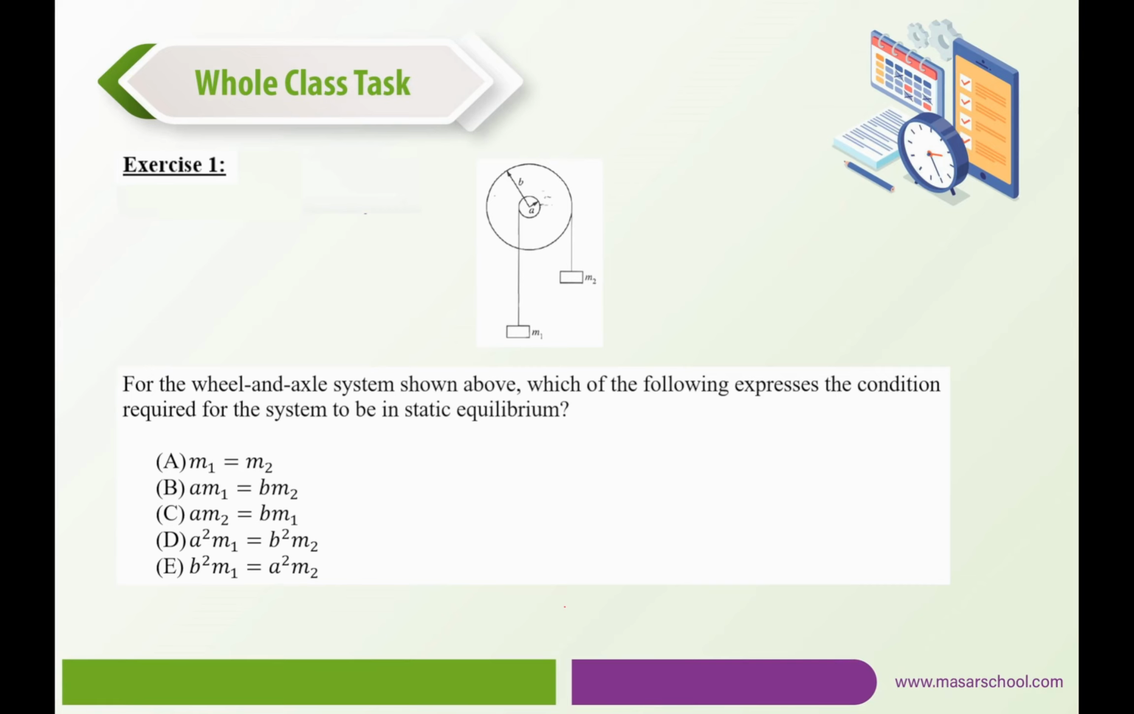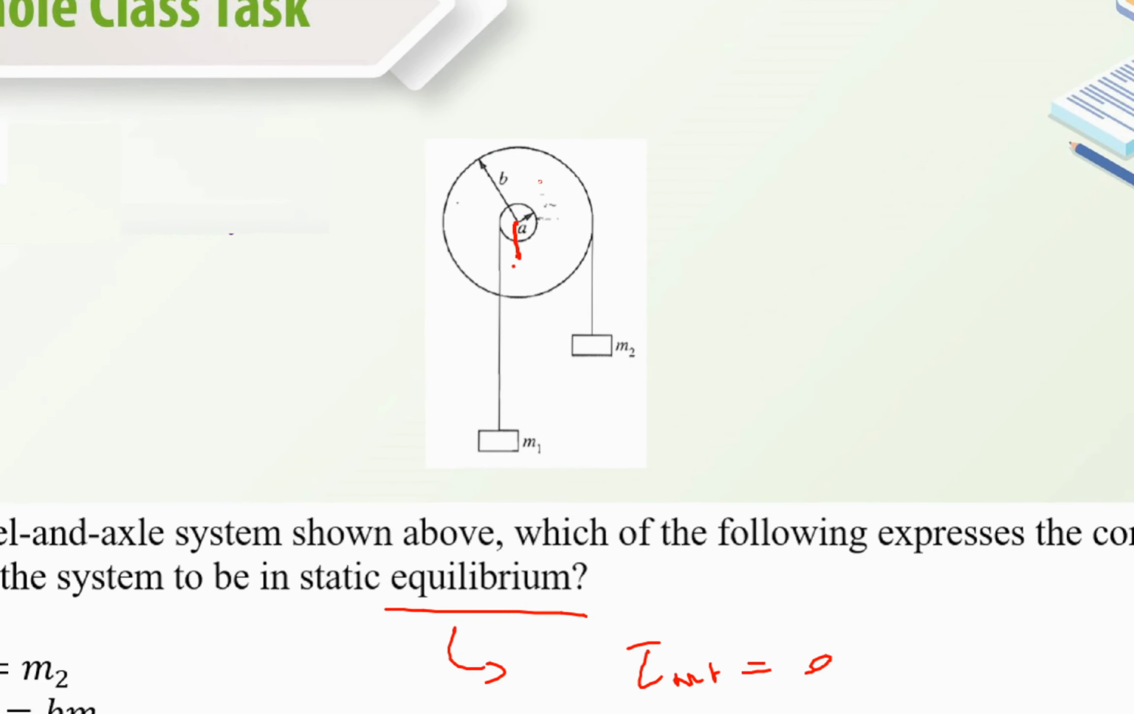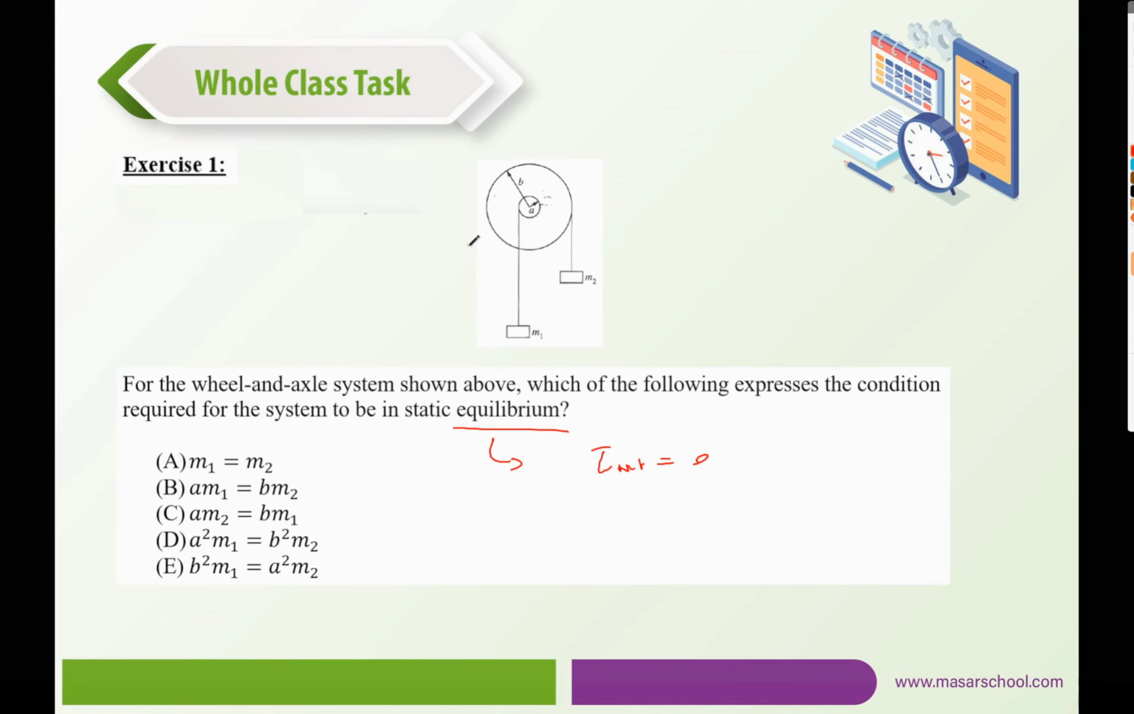And now for the rest of the video, we're gonna solve some exercises. For the wheel and axle system shown above, which of the following expresses the condition required for the system to be in static equilibrium? Static equilibrium means rotational equilibrium for sure, which means torque net would be equal to 0. Now here, what are the forces acting on the system? For sure we have the pull of gravity and we have the reaction, but we won't consider them because they pass through the pivot point, which is the center. So the only two forces acting on this wheel and axle system are basically the force exerted due to the mass m1, which is along the tension.